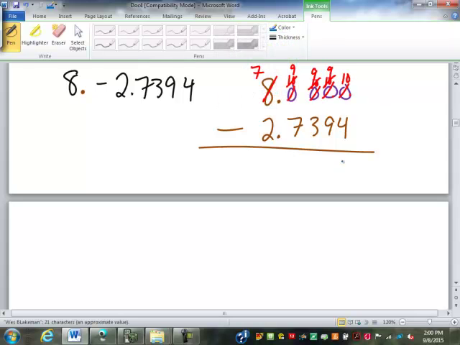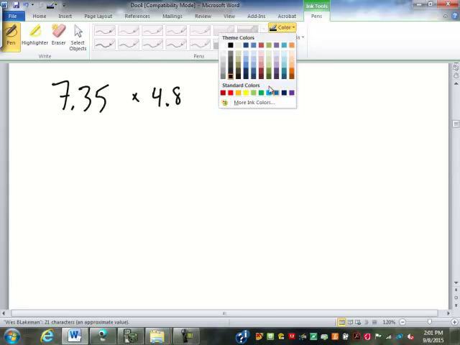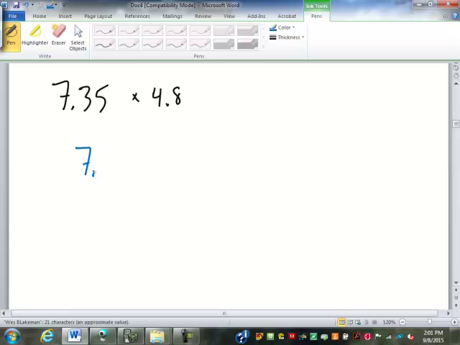10 minus 4, 6. 9 minus 9, 9 minus 3, 6. And 9 minus 7, 2. Before we can do the 7 minus 2, bring down the decimal point. Now 7 minus 2 is 5. Okay, easy enough. When we multiply, do I have to line up the decimal point when I set this up? No, I do not. When we multiply or divide, we do not need the same name.